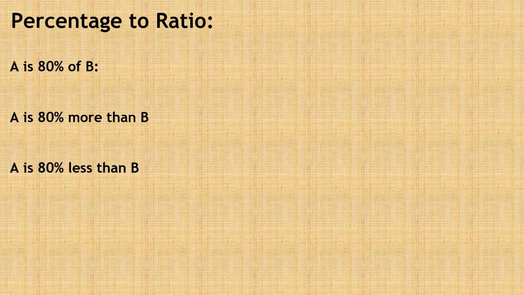Now we are going to do percentage to ratio conversions. A is 80% of B. The compared number is B, which would be 100 every time. A is 80% of B, that is 80:100. 4 20s are 80, 5 20s are 100, that means the ratio of A to B is 4:5.